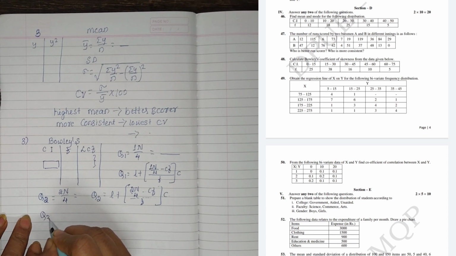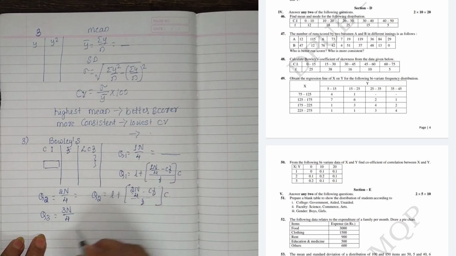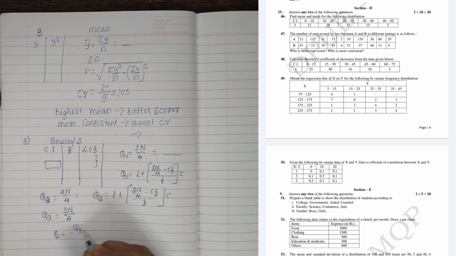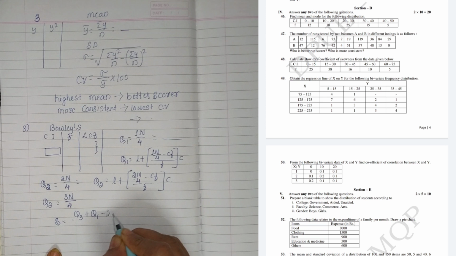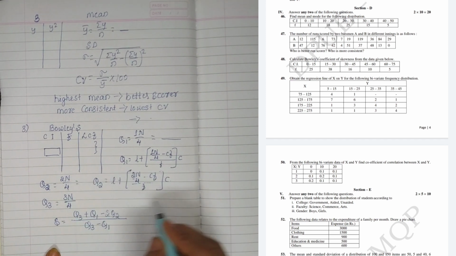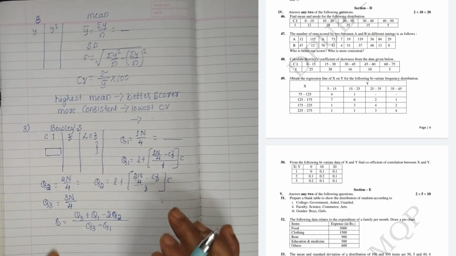The same way Q3 you have to calculate, 3n by 4, because quartile means divided by 4. Then after calculating this, you have to take the formula of Bowley's coefficient of skewness, that is S is equal to (Q3 plus Q1 minus 2Q2) divided by (Q3 minus Q1). After calculating all this you have to substitute in the formula, but you have to be careful with all the values when you are calculating.